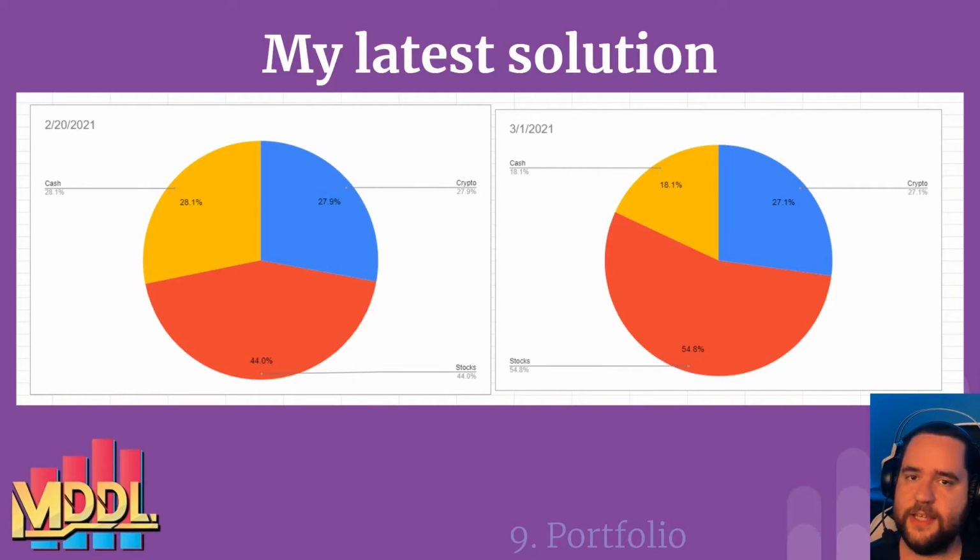And here you can see that initially my allocation was not ideal. I had a lot of cash sitting in my bank and I had too much crypto. And so what I did was I took some of that cash and then invested it in the stock market. And then in the second screenshot, you can see that cash is a little bit lower, stocks are a little bit higher, and crypto is lower just because Bitcoin kind of crashed a bit.